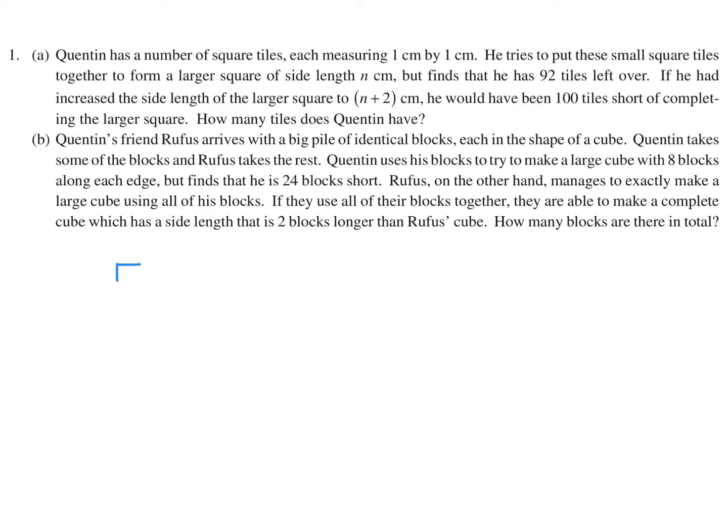We are given a 1 by 1 tile, right? And then they're saying that they're going to make this n by n larger square. So we have to take the information they've given us in the question and make it into an equation. Well, from this, we can get that the area is going to be n times n. But 92 tiles are left over, so we have an additional 92. And that equals the total number of tiles, which I will call x, because that's what we're trying to figure out.